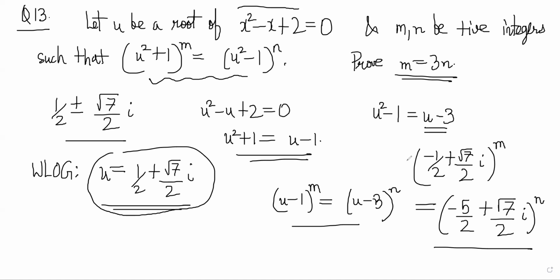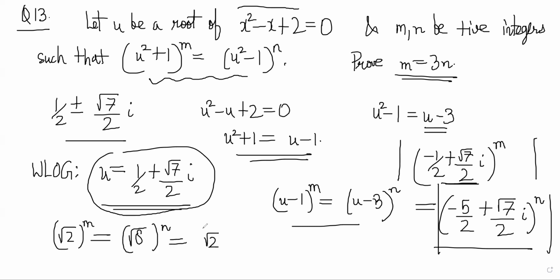And in order to find the relation between m and n, I can take the modulus on both sides. The modulus of the left side is basically 1/4 + 7/4, so 8/4, so √2. So we are getting (√2)^n. On the other side, we are getting 25/4 + 7/4, which is 32/4 or 8. We are getting (√8)^n, right? So that is equal to (√2)^(3n). That implies that m must be equal to 3.